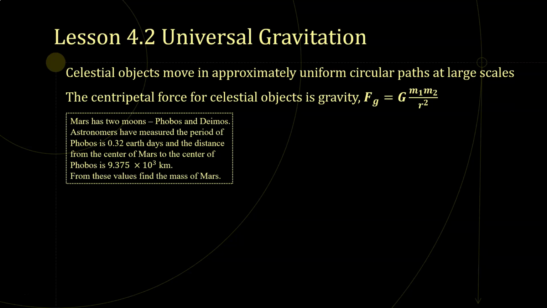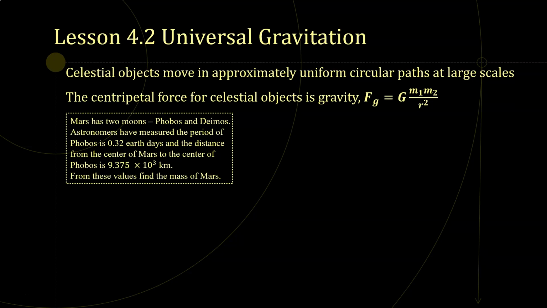Astronomers have measured the period of Phobos to be 0.32 Earth days, and the distance from the center of Mars to the center of Phobos is 9.375 times 10 to the third kilometers. A lot of times you'll see these written in scientific notation, but we can simplify that and just write 9,375 kilometers. From these values, find the mass of Mars.